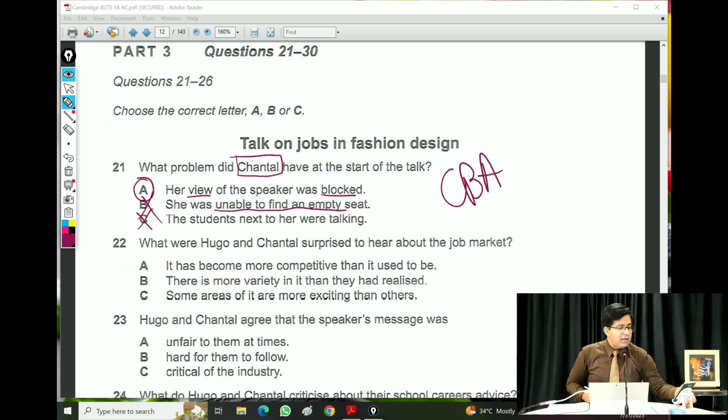Now what is that? But then this guy sat right in front of me and he was so tall. This guy was right in front of me and he was so tall. Means he blocked the view.